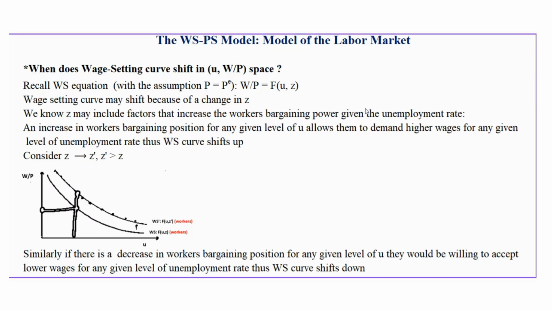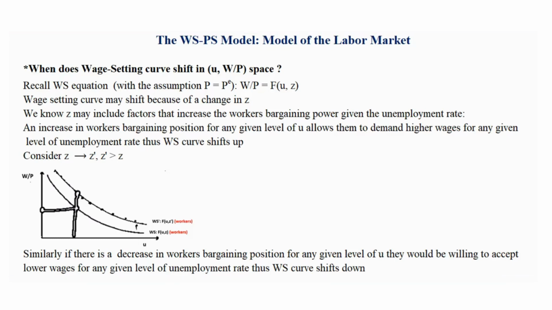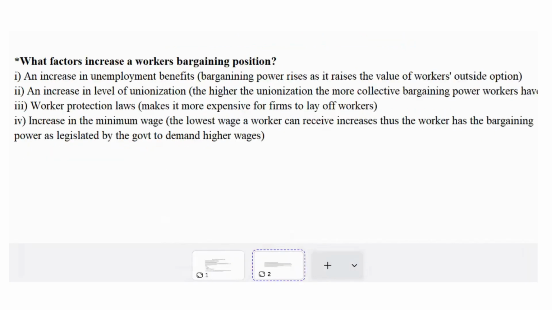Now let's look at factors that can increase a worker's bargaining power for any given level of U. So this could be an increase in unemployment benefits. Now bargaining power in this case rises as it raises the value of workers' outside option. It could be an increase in the level of unionization, as the higher the unionization, the more collective bargaining power workers have to demand higher wages.